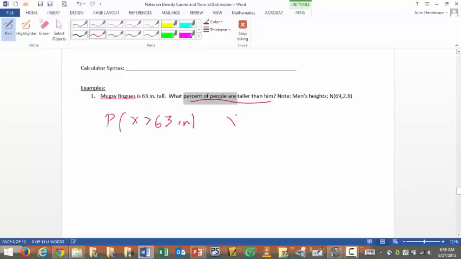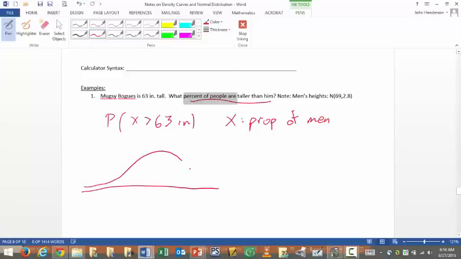We want to define x. X is the proportion of men. So when we look at x, what proportion of men are over 63 inches? Perfect. Next up, we're going to draw a curve and shade.